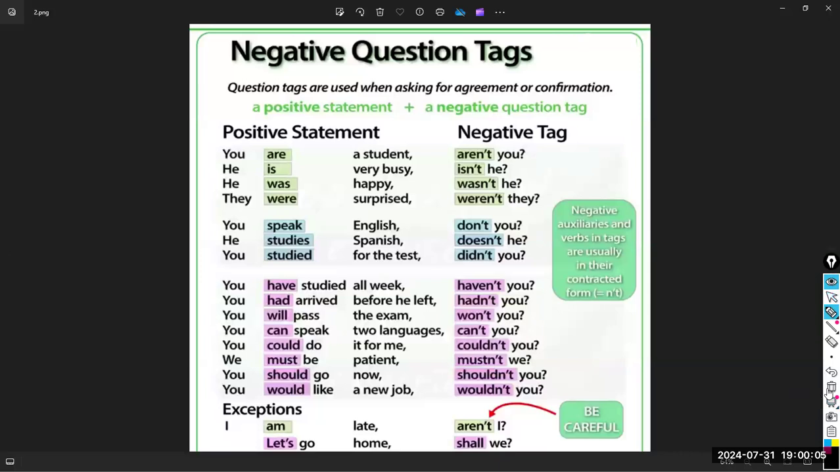Rule number 1. Notice that here, if I want to say you are a student, first of all, this statement is positive. It is not negative. I don't have a negative word like never, rarely, for example. Now, if the statement is positive, you have to write the negative in the question tag. You have to write not. Now, if the statement is negative, I mean you have not, for example, you are not a student, you don't have to repeat the not in the question tag. This is rule number 1. Is everything clear till now?